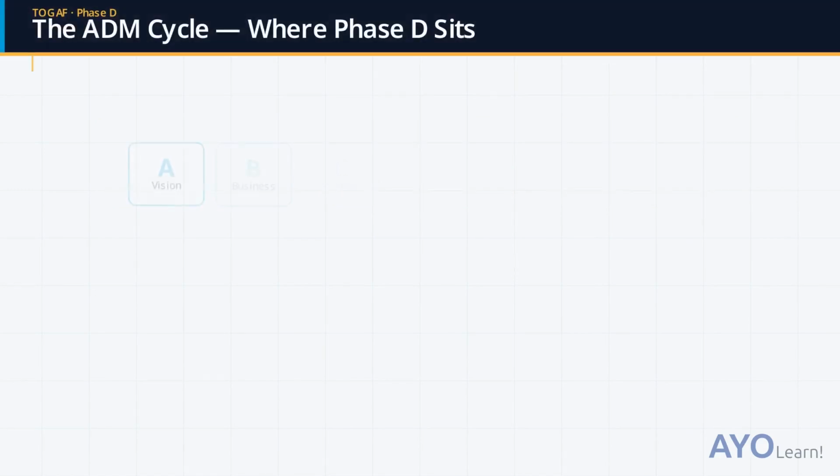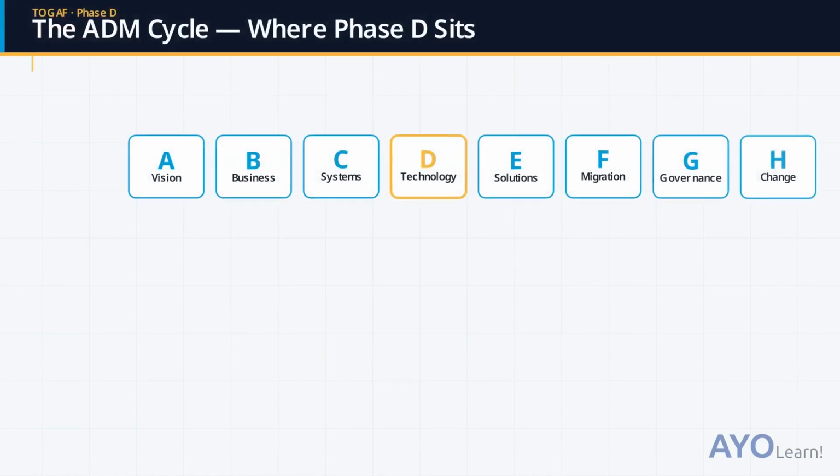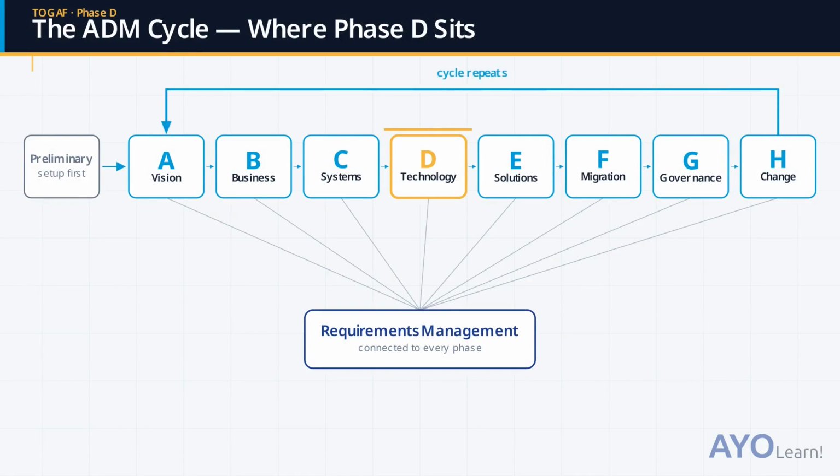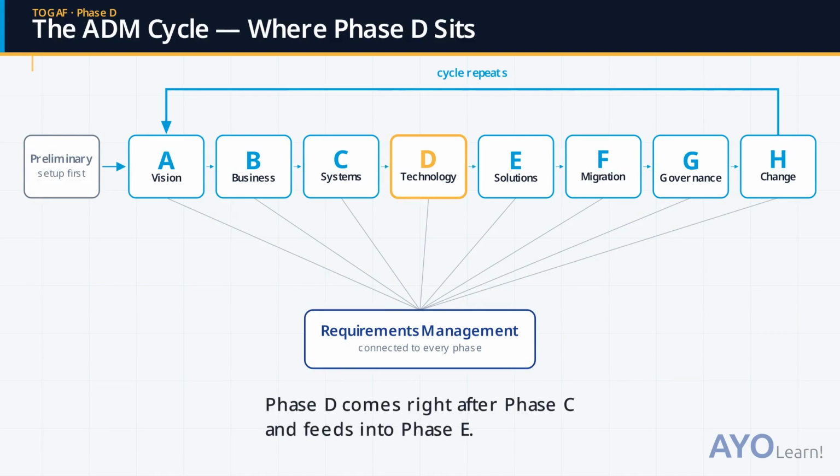This is the ADM cycle, a step-by-step guide to building architecture. 8 phases turn clockwise, from architecture vision through to change management. The preliminary phase sits outside the ring, setting everything up before you begin. Requirements management is the hub connected to every phase.